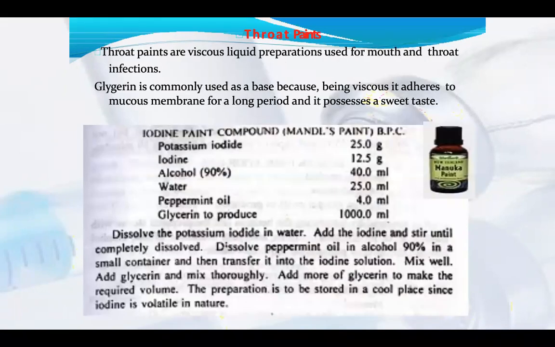Then there are throat paints. Throat paints are viscous liquid preparations used for mouth and throat infection. Glycerin is commonly used as a base because, being viscous, it adheres to the mucous membrane for a long period and it has a sweet taste. So in throat paints, mostly the base is glycerin. You can have a formulation of compound iodine paint. It's also known as Mandl's paint. It's available mostly in pharmacies.